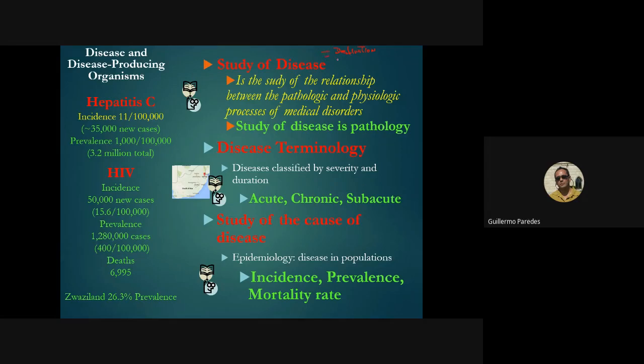You start with the definition, then you check what the risk factors are, what the causes are, the etiology, the study of the causes. You check the laboratory tests, the signs and symptoms, the differential diagnosis, the prognosis, and you see the treatment. See, all these steps are pathology.